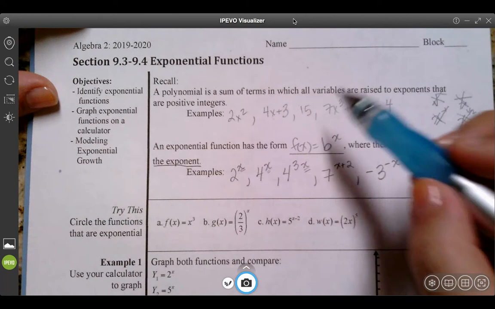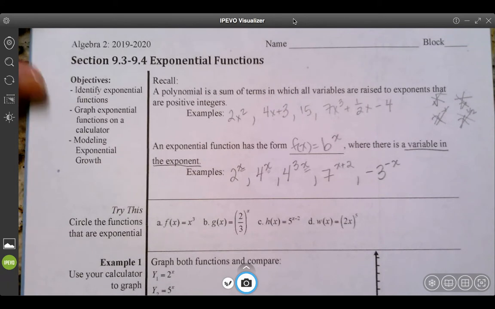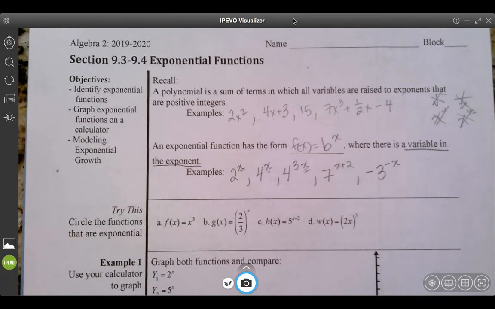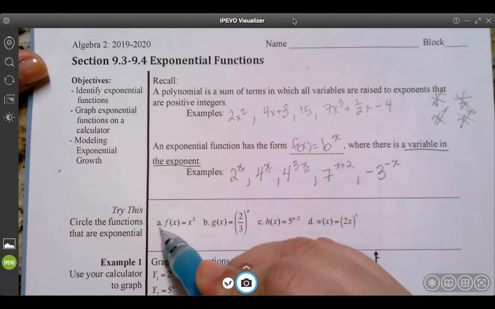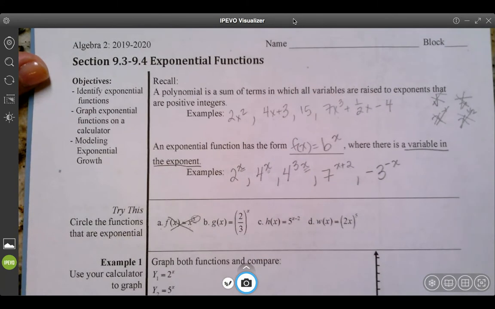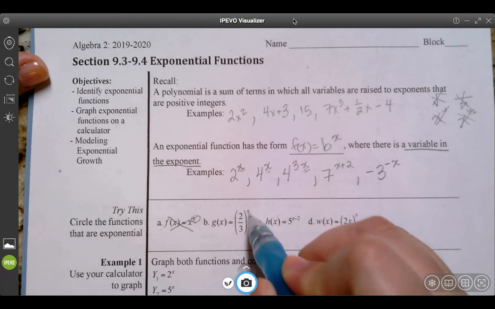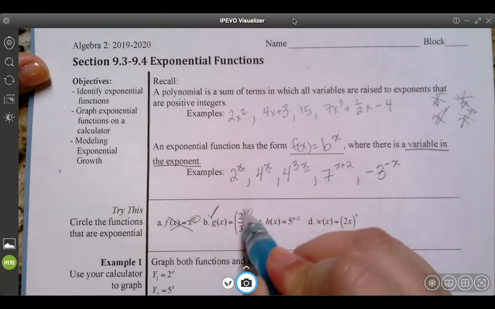Okay? So take a look at these examples that we've gone through and then see if you can do the try this, where you're selecting the functions that are exponential. So you're circling the functions that are exponential. Okay, so if we look at these, part A, we have x to the third. My exponent does not have a variable, so this is not exponential. Part B, we're looking at this, it's 2/3 to the x. Variable is in the exponent, so this is an exponential function.